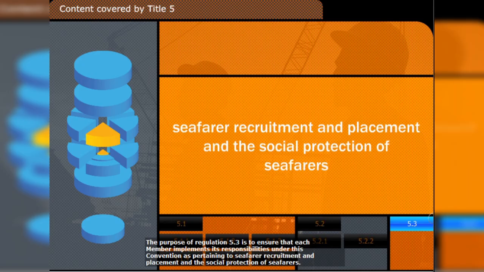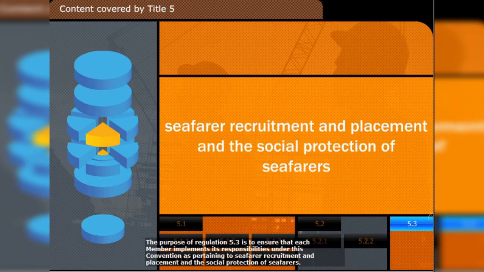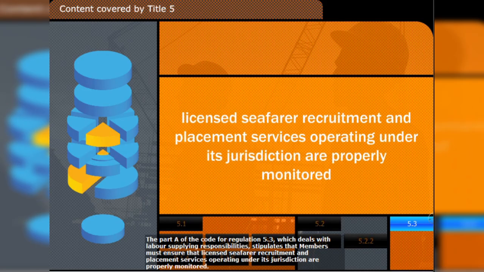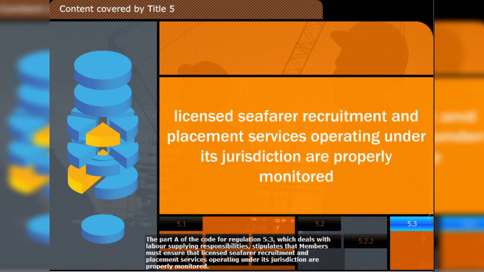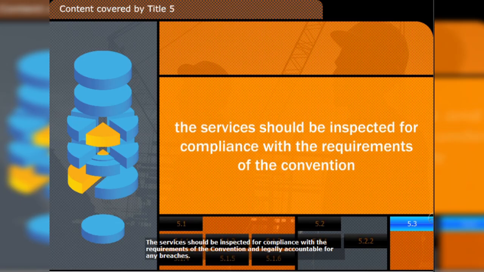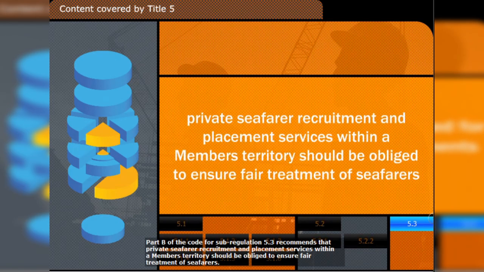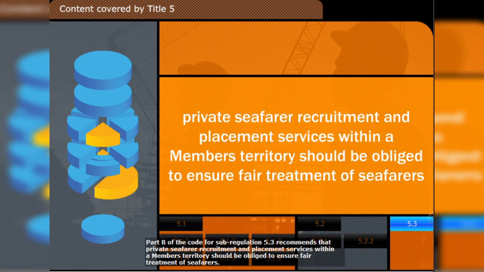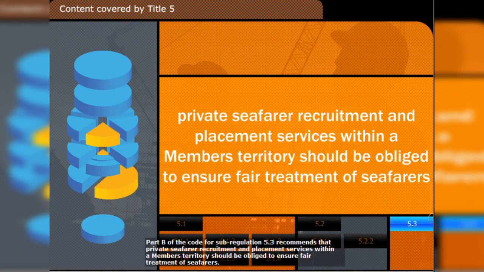The purpose of Regulation 5.3 is to ensure that each member implements its responsibilities under this Convention as pertaining to seafarer recruitment and placement and the social protection of seafarers. Part A of the Code for Regulation 5.3, which deals with labour supplying responsibilities, stipulates that members must ensure that licensed seafarer recruitment and placement services operating under its jurisdiction are properly monitored. The services should be inspected for compliance with the requirements of the Convention and legally accountable for any breaches. Part B of the Code for Sub-Regulation 5.3 recommends that private seafarer recruitment and placement services within a member's territory should be obliged to ensure fair treatment of seafarers.